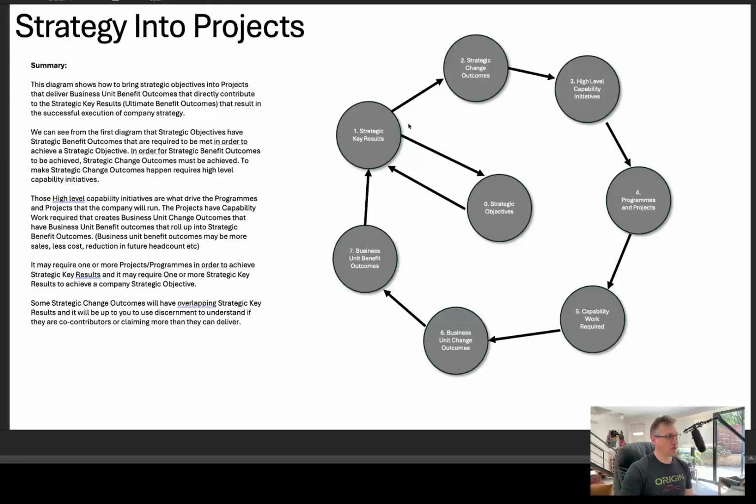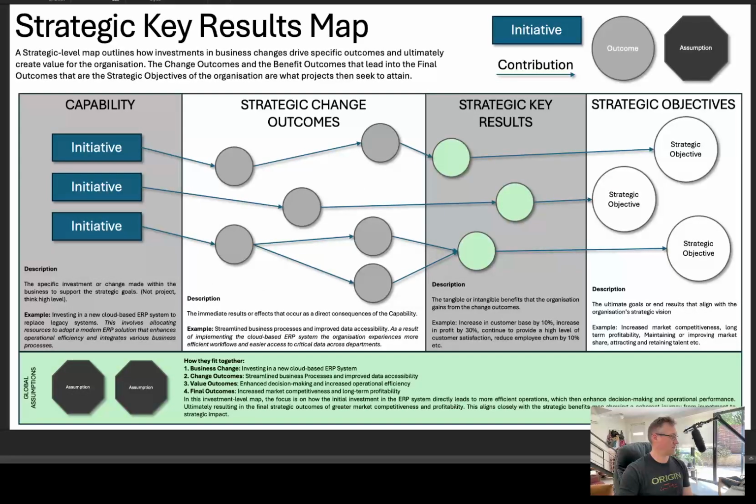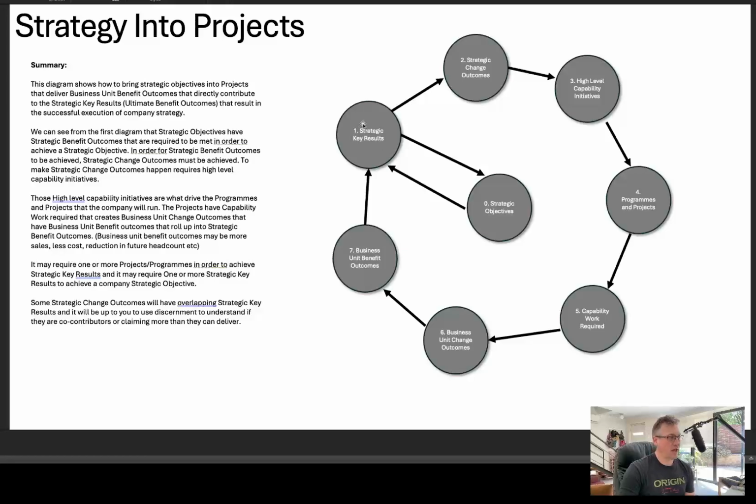So we talk about strategy into projects. You take your strategic objectives, which we've already talked about, up here. Okay, and they go into strategic key results, change outcomes, high-level capability initiatives. So this might be programs, projects, or portfolios of work, and then that files down into programs and projects. And then you need to understand the capability work that's required to be done. So what are you going to do inside those programs and projects?